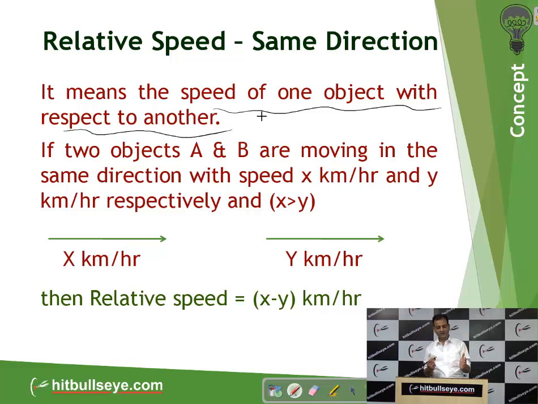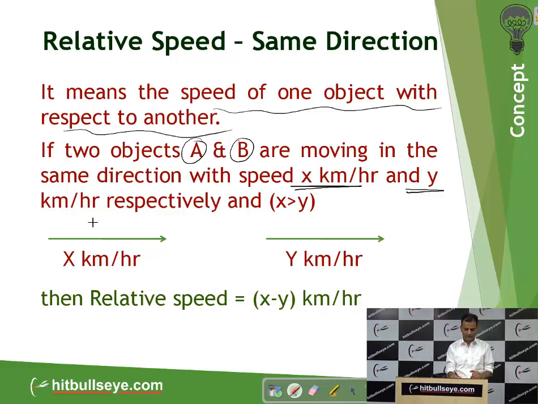Here we have chosen two objects, A and B, moving in the same direction with speeds x km per hour and y km per hour respectively, and x is greater than y. Then the relative speed is equal to x minus y kilometer per hour. So students, in other words, relative speed can be defined as the positive value of the difference between the two speeds.